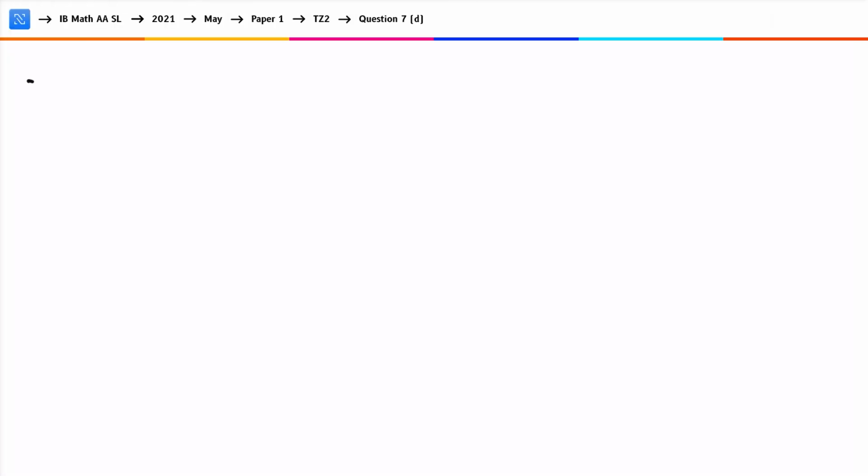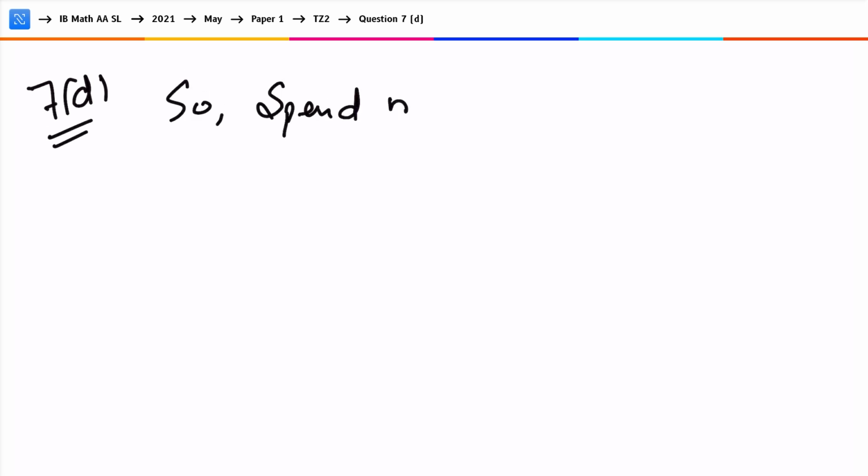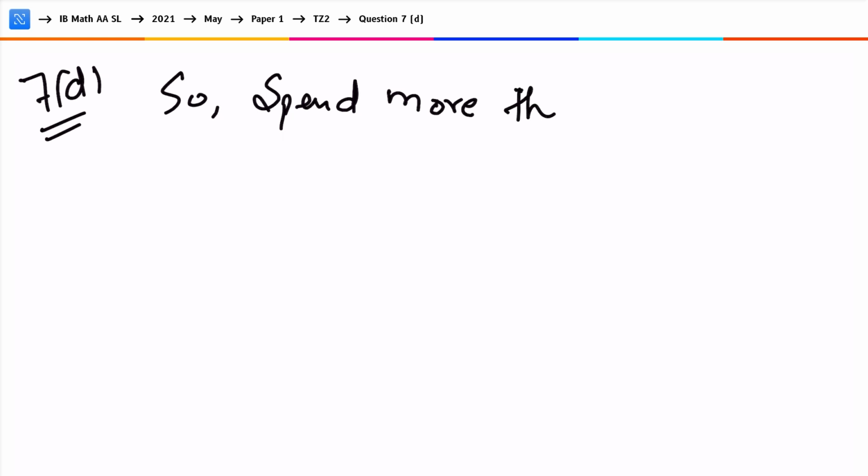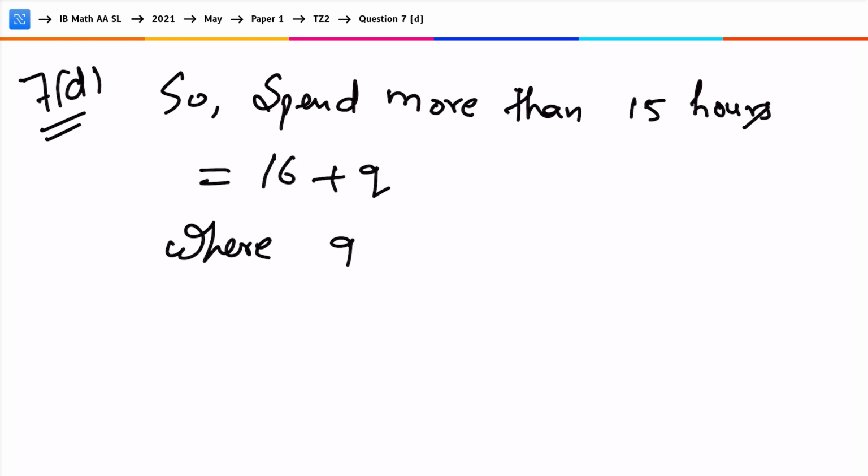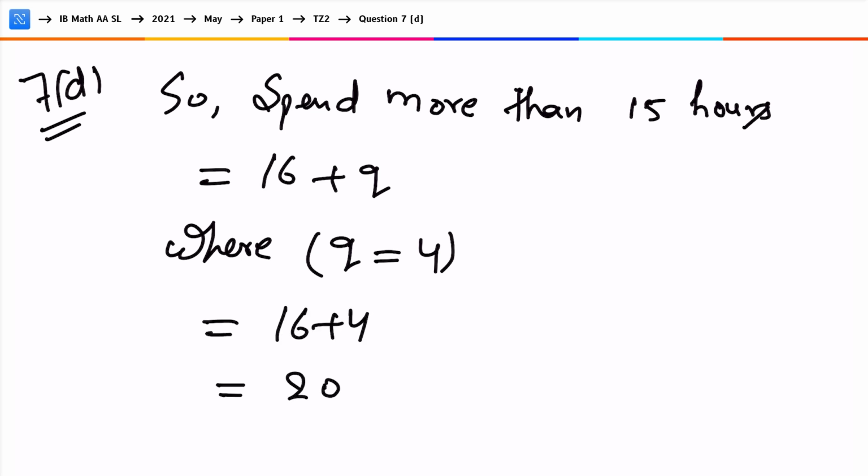In question 7, part D, according to the given information, we need to spend more than 15 hours. For this, our equation is 16 plus Q, where Q is equal to 4, which we determined in part C of question 7. So 16 plus 4 equals 20.